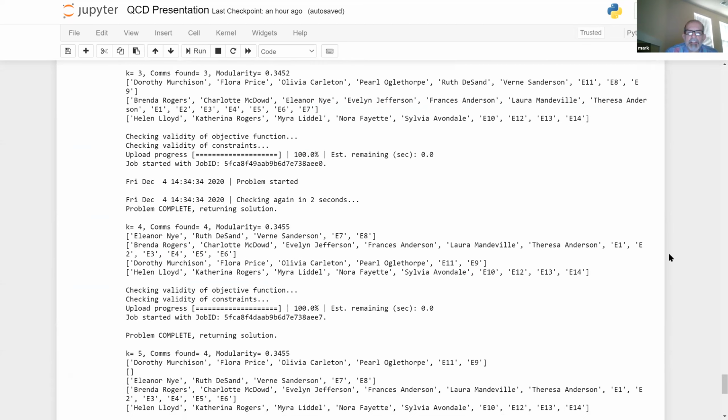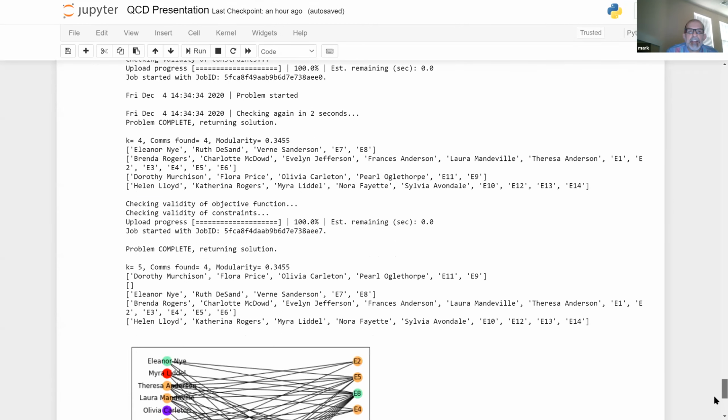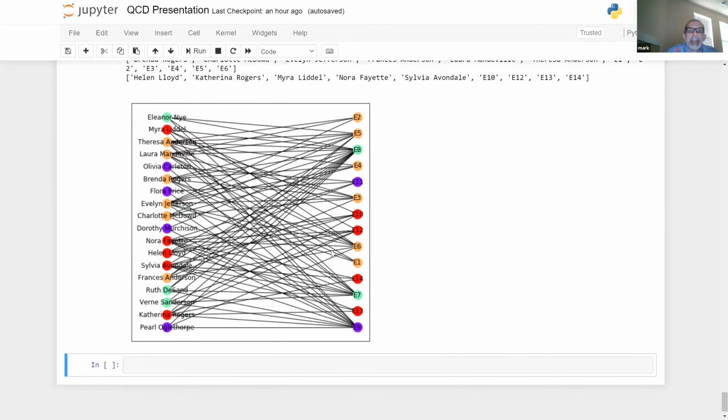And the subject matter expert would decide whether that small modularity difference is more meaningful, or perhaps 3 communities are more meaningful. But then you can see the final result is a number of women, and the women are connected to the events and grouped together into the different communities.